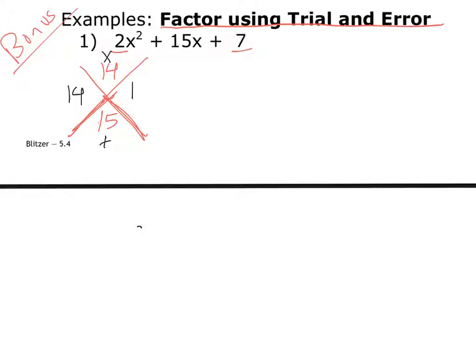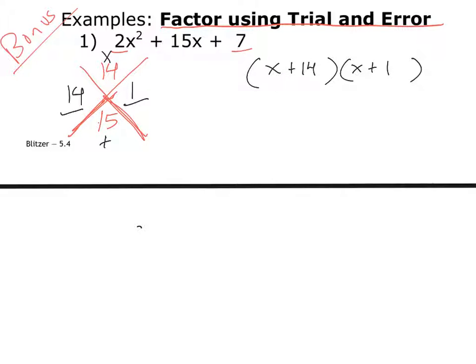So we go ahead, we set up business as usual. We're going to set up shop. We have our x times our x, and then we have our two mother factors right here. So we got plus 14 and plus 1. This is where everything changes.